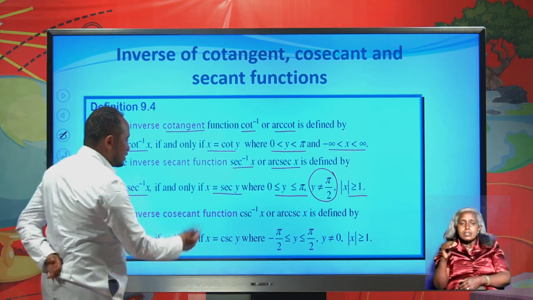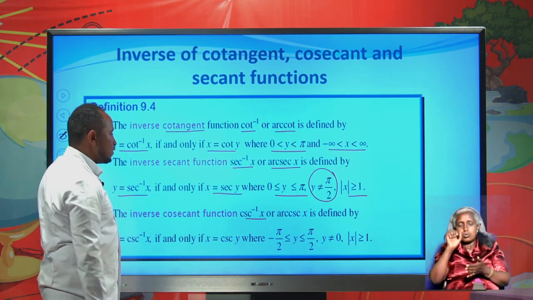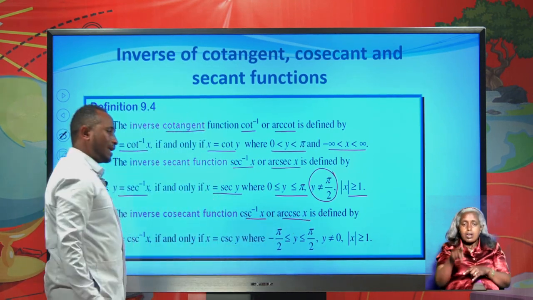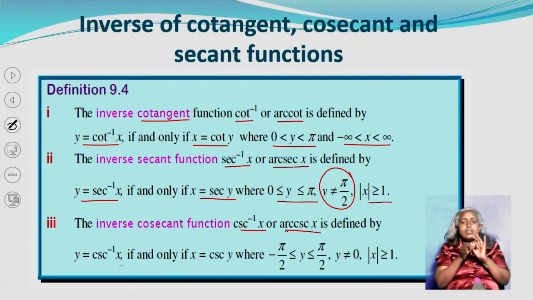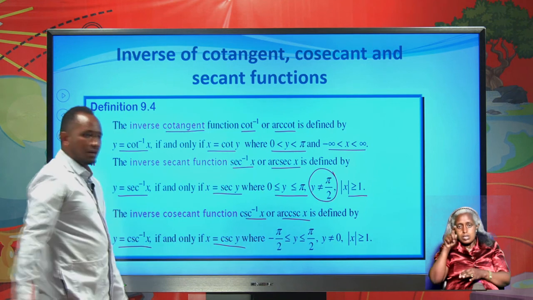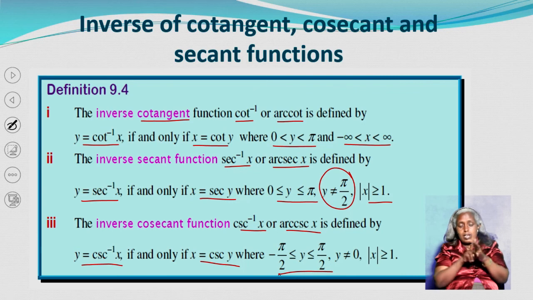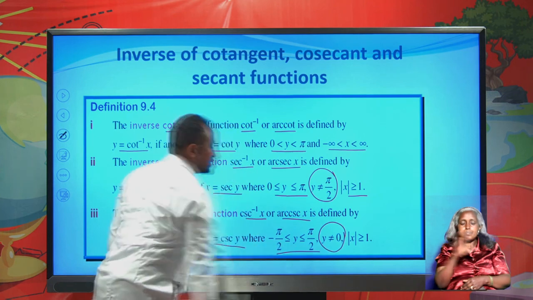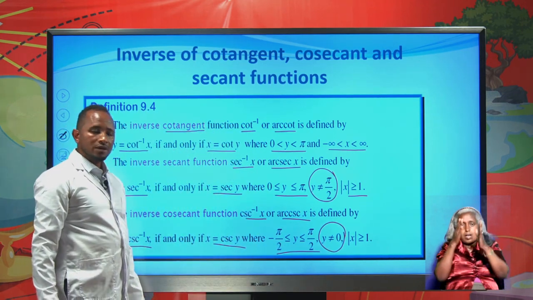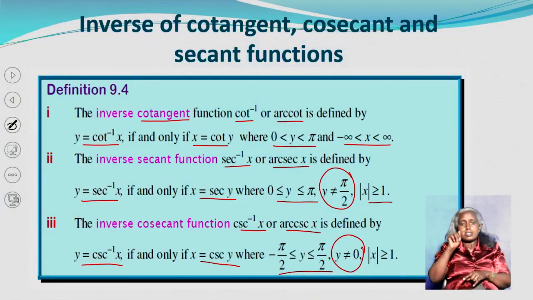And the inverse of cosecant function is written in the form cosec inverse of x, or arc cosec x, and it's defined by y is equal to cosec inverse x if and only if cosec y gives you x. Its range is the interval from -pi over 2 to pi over 2, without including 0, and its domain is absolute value of x greater than or equal to 1. So this is the definition of inverse trigonometric functions.